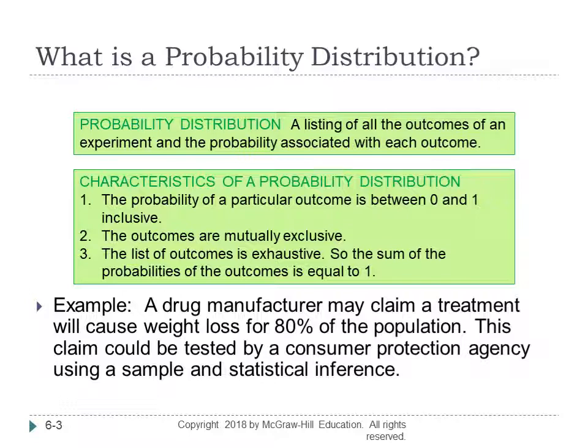Here is an example. Drug manufacturers may claim a treatment will cause weight loss of 80% of the population. This claim can be tested by a consumer protection agency using a sample and statistical inference. You certainly can take a sample and collect the data, checking how many people in that sample actually lost weight using this treatment. So you can use probability, you can use the data from the sample and statistical inference to verify the claim.